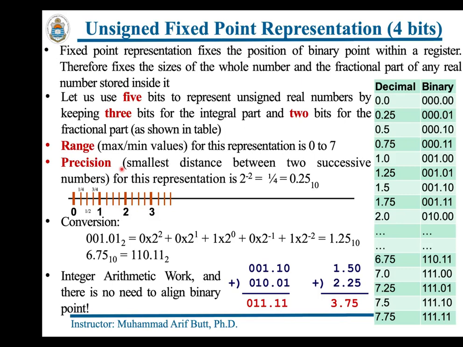Okay, so most of you are right. The range will become 0 to 3 because we have 2 bits for the integral part, and the precision will become 2 raised to the power minus 3, or 1 over 8, or 0.125. So we have better precision but we have less range.